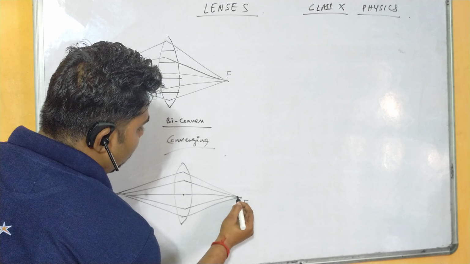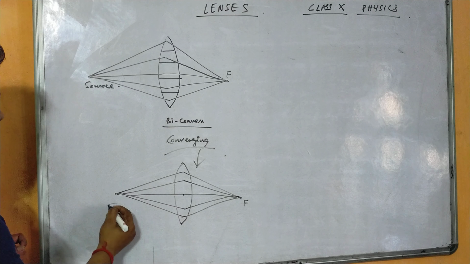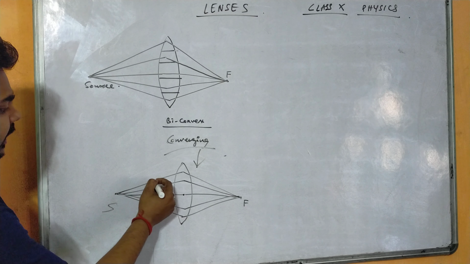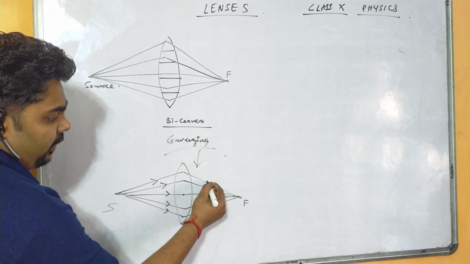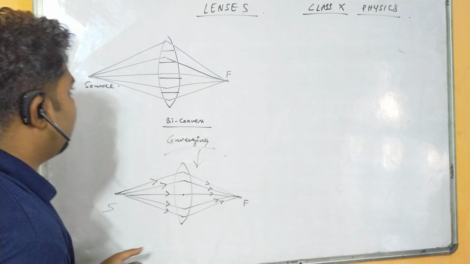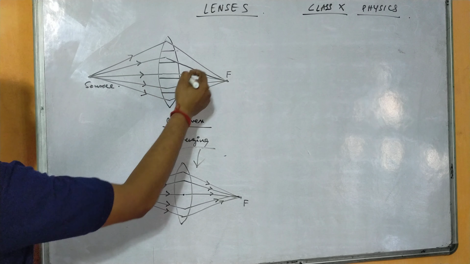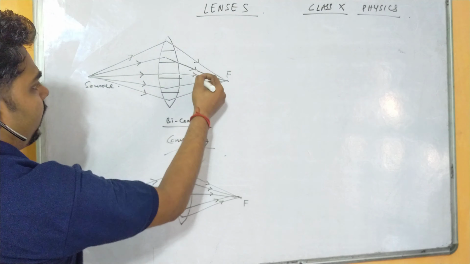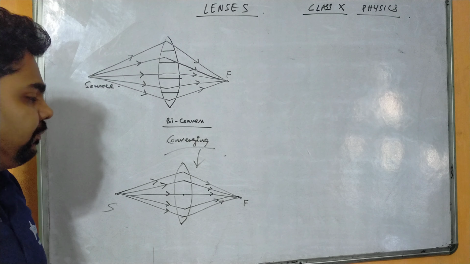That is why we say that this convex lens is a converging lens, because it converges the ray of light. Now make sure whenever you are drawing the ray of light, you have to draw the arrow. Arrow direction is a must. Without the arrow direction, your diagram will not be complete. We have to mention the arrow direction to indicate from where the light is traveling, from which direction to which direction.